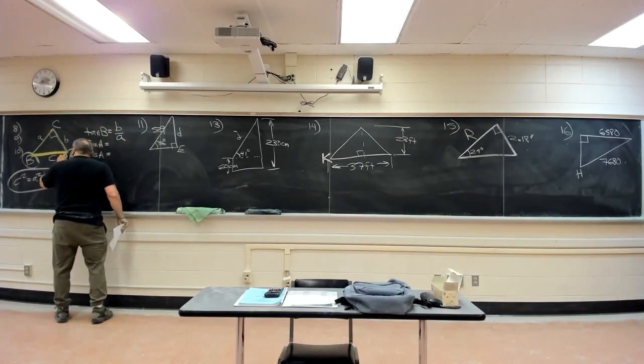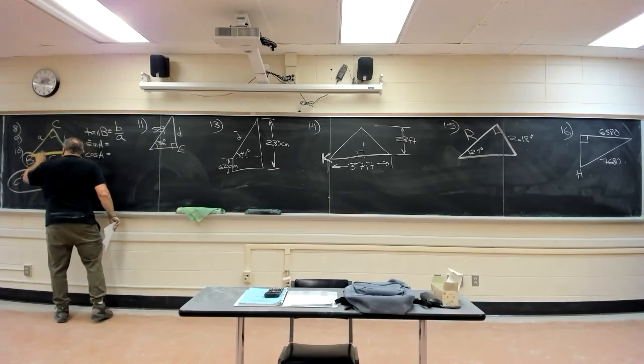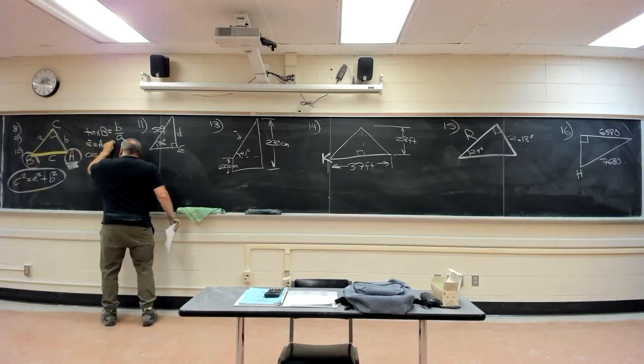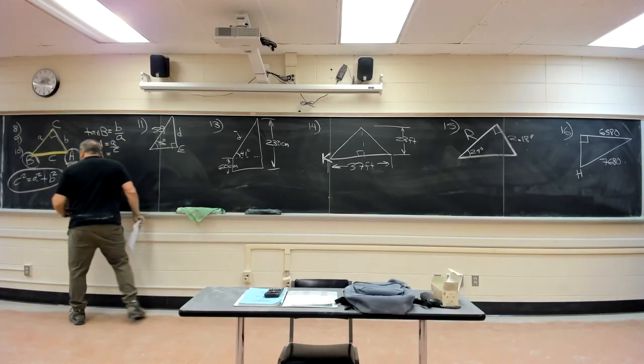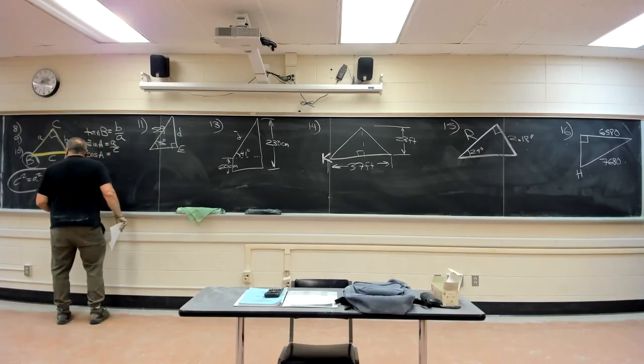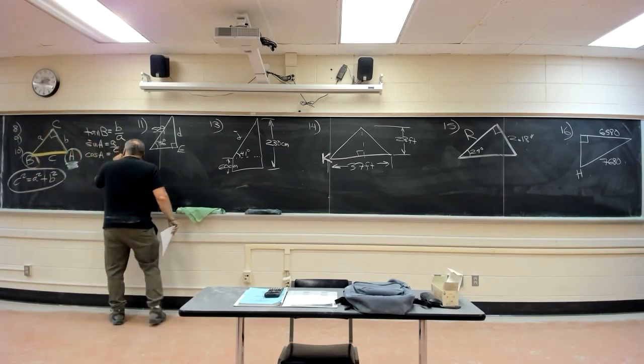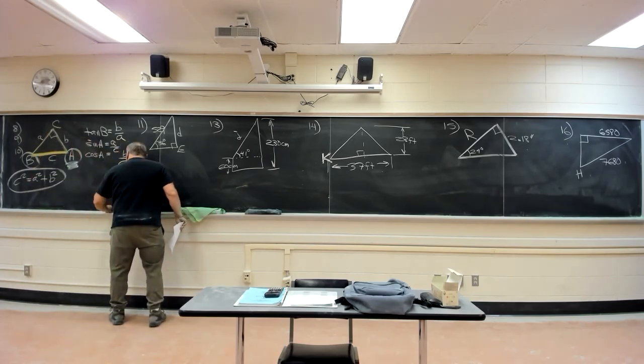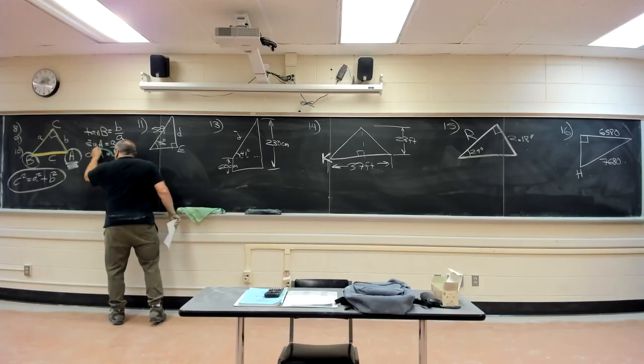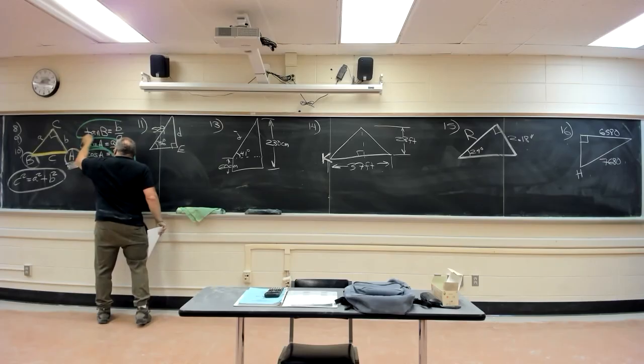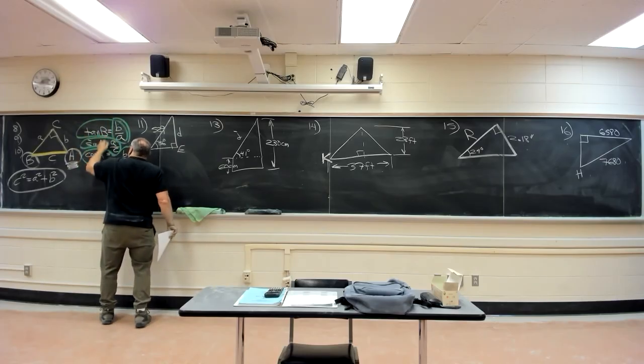Sine of A is opposite over hypotenuse, that's A over C, and then for the cosine of A, that's adjacent over hypotenuse, that's B over C. So we have this, we have this, and we have this. Okay, so for the first one, second one, and third one.